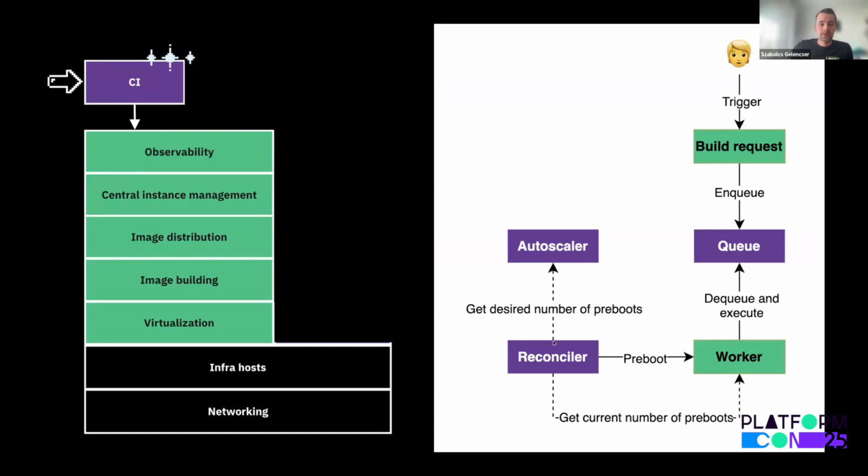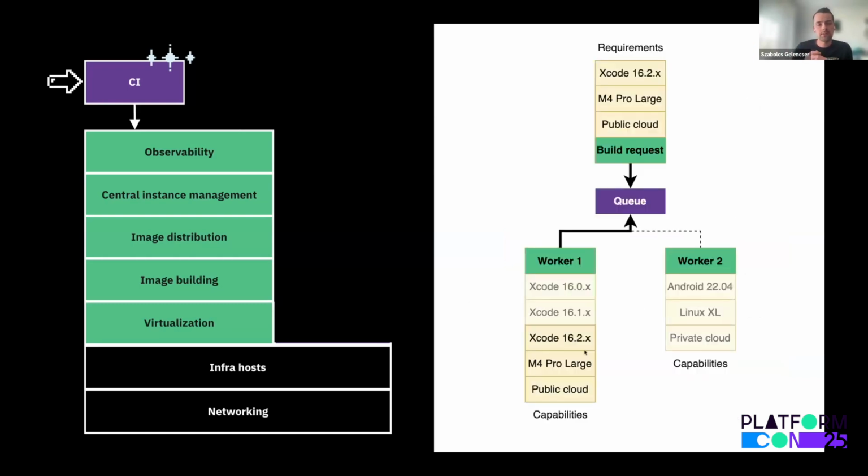And the input for the reconciler, the desired number of prebuilts, is the output of an autoscaler component that automatically figures out which pool needs what number of prebuilts. I will zoom into autoscaler and queue now. The reconciler is just that, so I don't have a slide on that, but if you have any questions, then don't hesitate to ask, please.